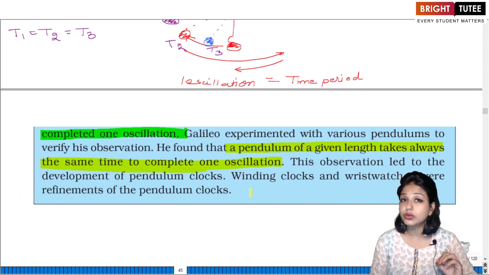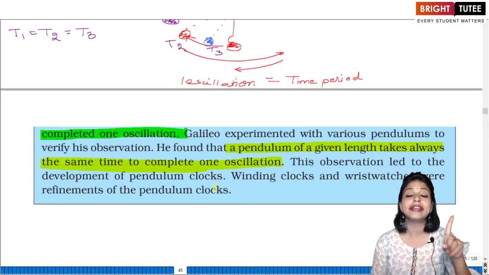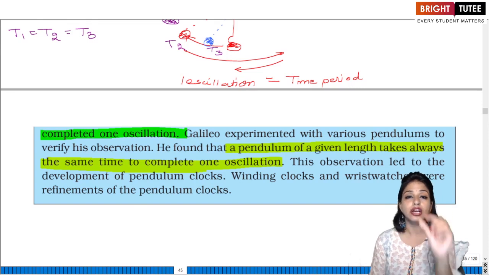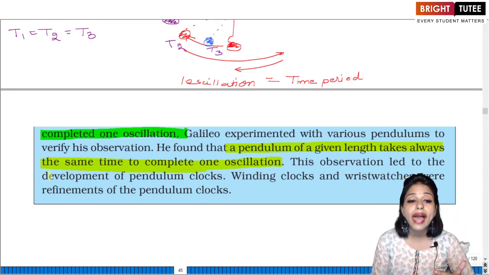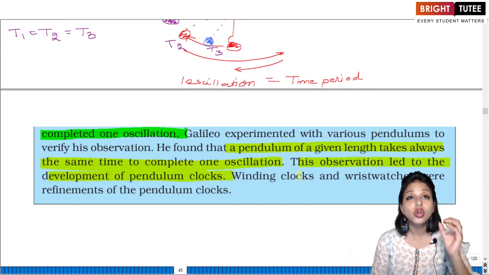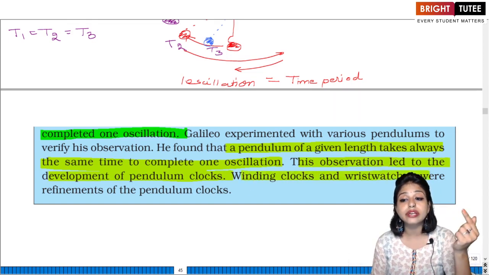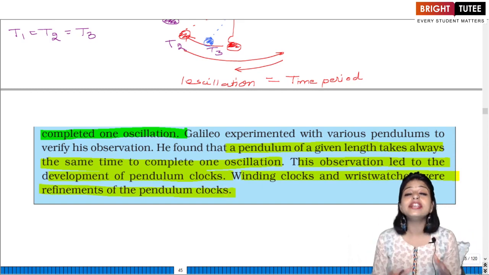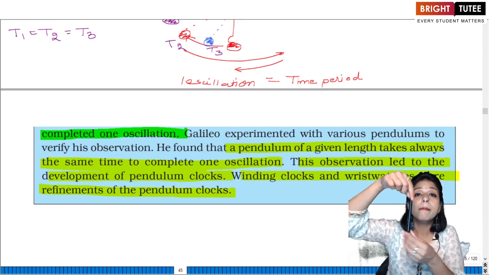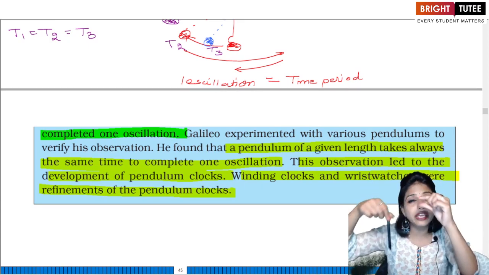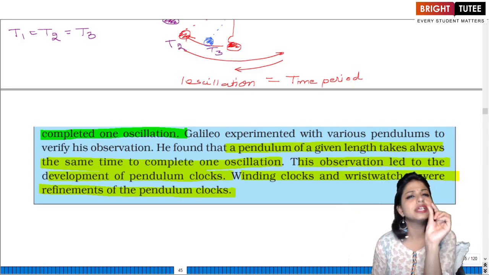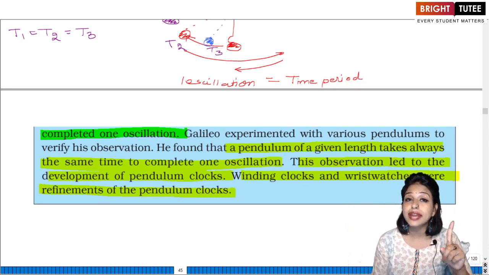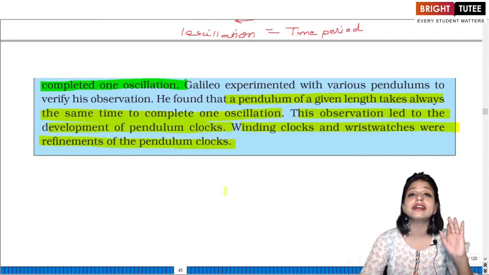This observation led to the development of the pendulum clocks, and here we are now using not the pendulum but a similar phenomenon, using a quartz crystal to actually read time with our clocks. So winding the clocks or the wristwatches were the refinements of the pendulum clocks. The very initial stage of clocks were using the pendulums. Now they are being miniaturized by using the same kind of phenomenon but using a crystal which vibrates at a constant frequency or in a constant time period.